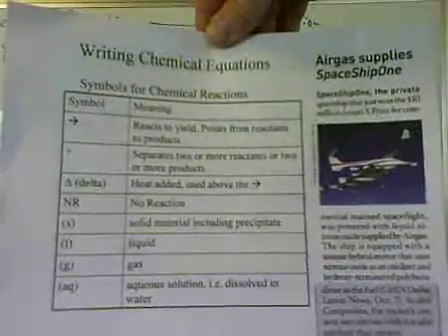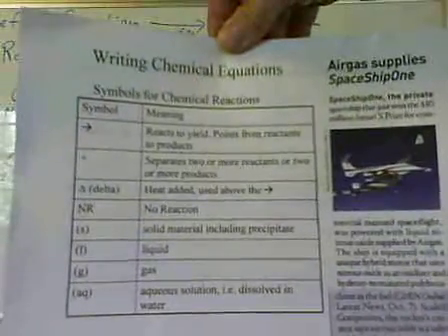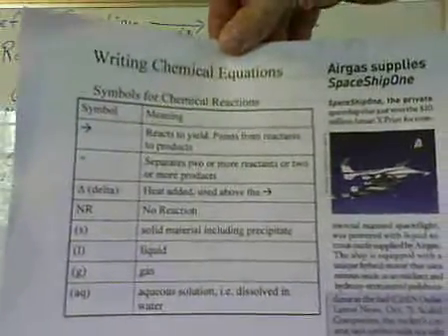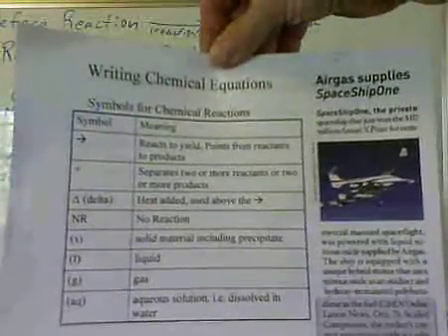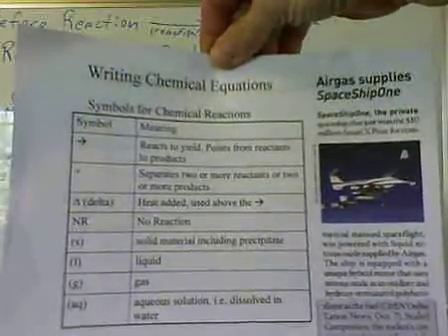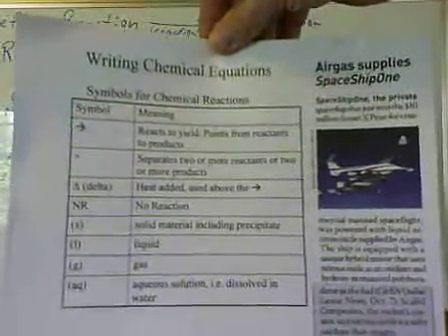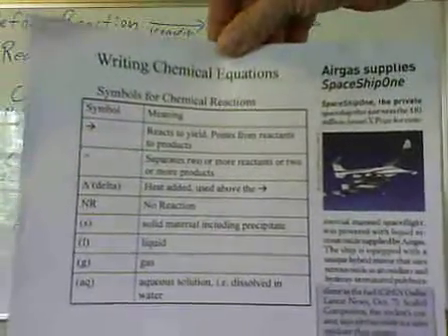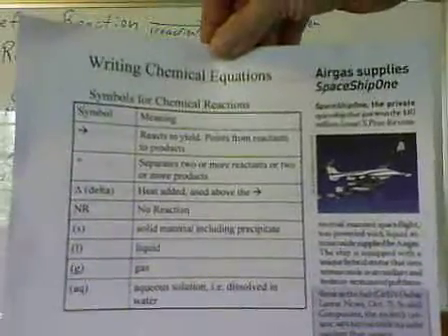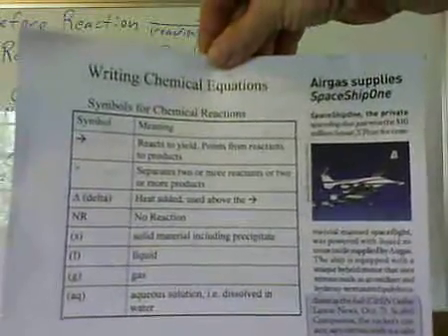If we want to show that we're adding heat, we can put a delta above or below the reaction arrow, and we can give other information such as catalyst or temperature above and below the reaction arrow. If we're trying to predict whether a reaction occurs and it does not occur, we can use NR to represent no reaction.